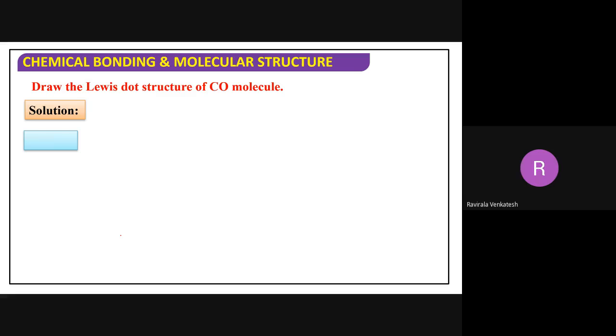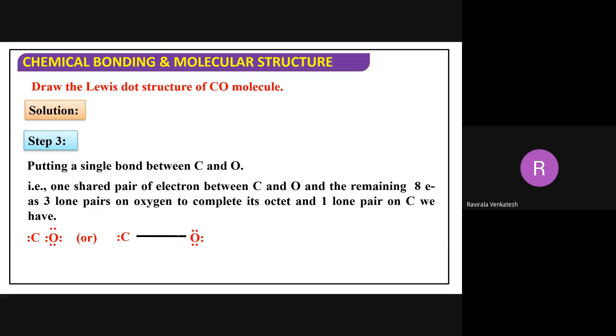How to write this one? A single bond between C and O. Put one single bond like this here. Then the 8 electrons: 3 lone pairs on oxygen to complete the octet configuration, and 1 lone pair on the carbon. For example, observe again, I am writing again here.